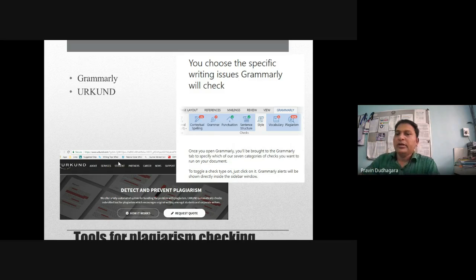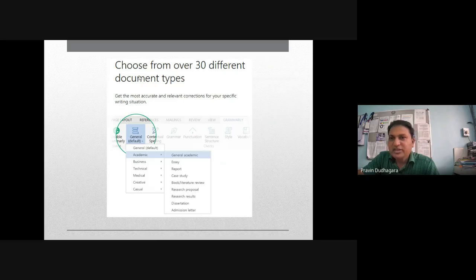Then privately, Grammarly is available. I think the majority of engineering students use Grammarly. One best advantage is that 30 different types of documents are screened inside Grammarly. If it is academic, again 7 to 9 different document types are screened for plagiarism. Even business, technical, medical, creative, all are covered. And how does it actually work?